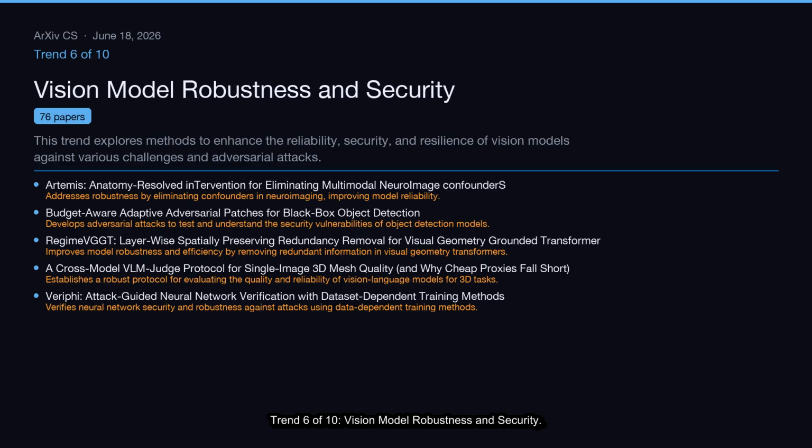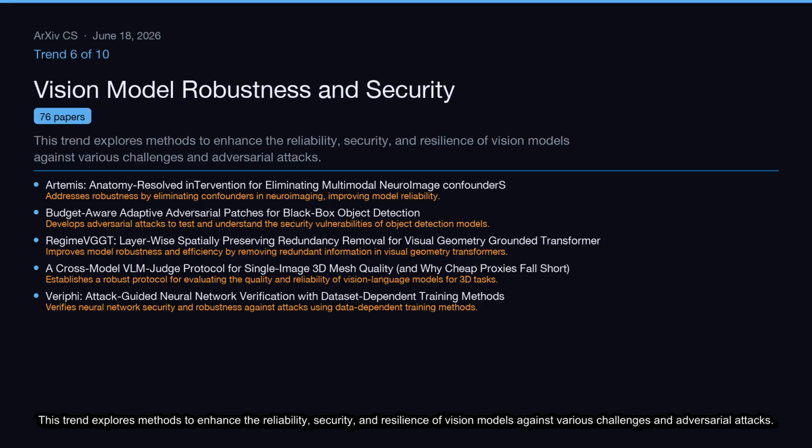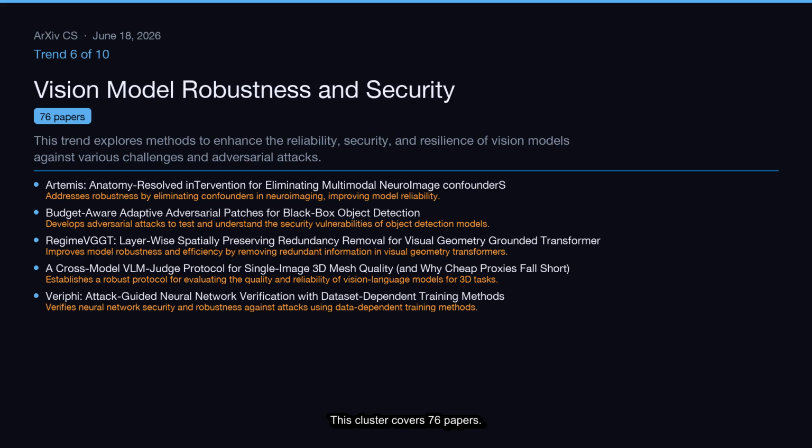Trend 6 of 10, vision model robustness and security. This trend explores methods to enhance the reliability, security, and resilience of vision models against various challenges and adversarial attacks. This cluster covers 76 papers.